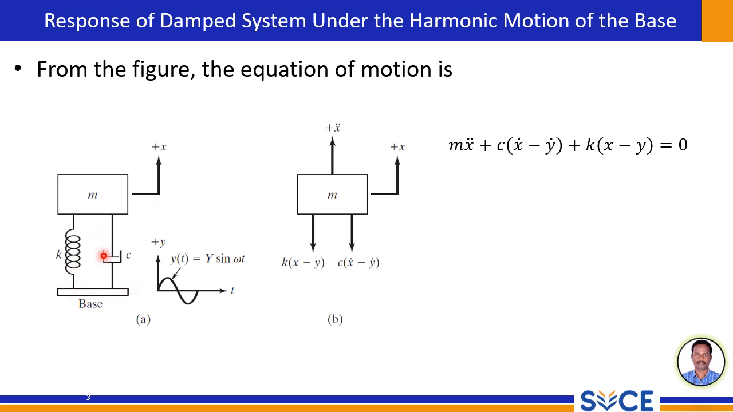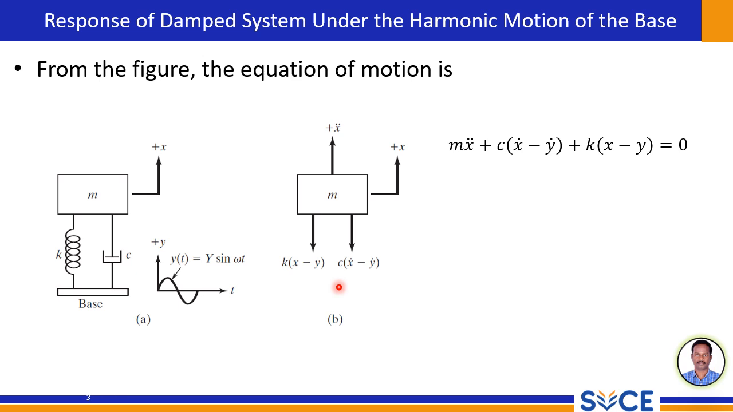To derive the equation of motion, we need to consider the forces acting on the mass. Here we have the inertia force, that is m x double dot, mass into acceleration; damping force, c times the relative velocity between the mass and the base, which is x dot minus y dot; and spring force, k times the relative displacement between the mass and the base, which is x minus y.